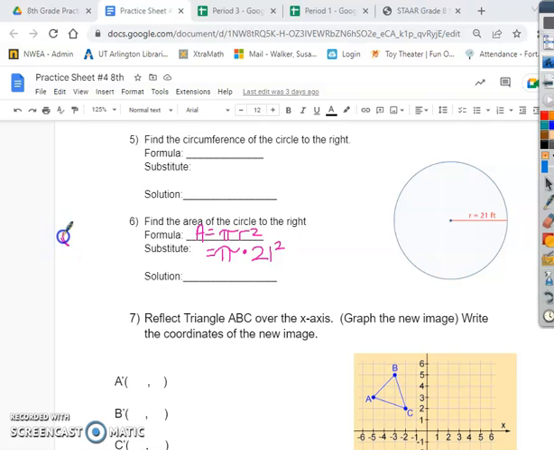Guys, please round to the hundredths. Try to round this to the hundredths. You're going to get a whole bunch of digits, so round it to 2 places past the decimal.